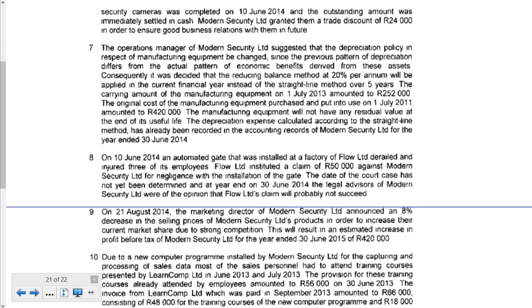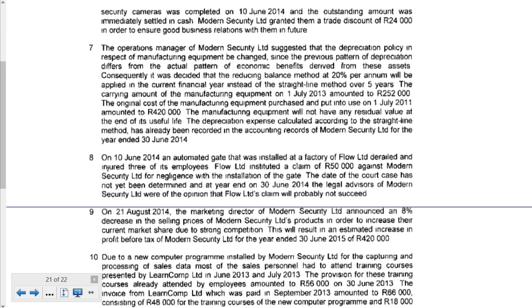They've instituted a claim for negligence. The date of the court case has not been determined, and the advisors are of the opinion that the claim will probably not succeed. It's not a liability, do you agree? So it can't be a provision, because a provision has to be a liability. This one is not a liability. The probable future benefits is just not there. So therefore, it's a contingent liability. It will require disclosure, because it's a possible obligation.